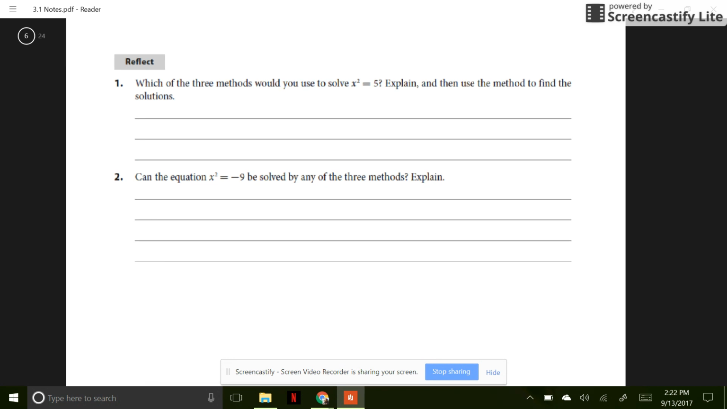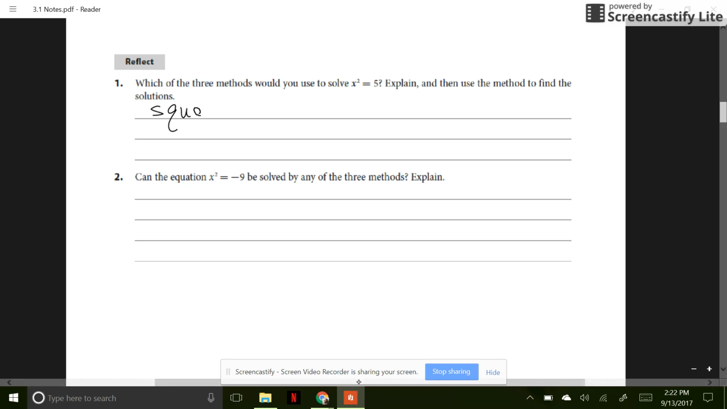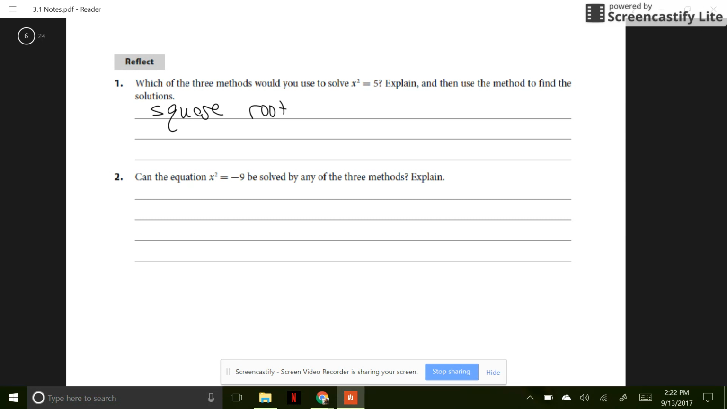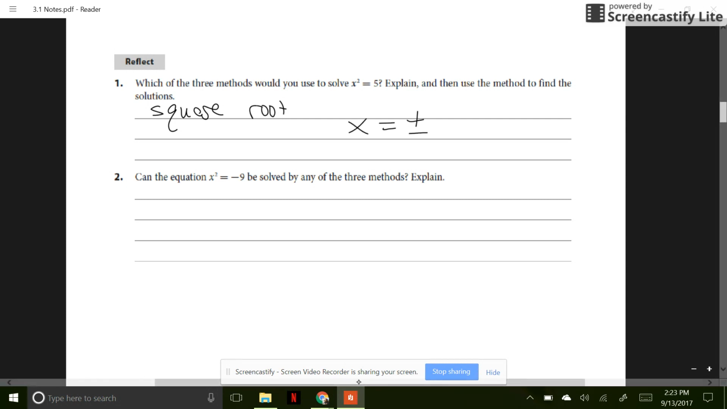So which of these methods would be best to solve for x squared equals 5? Well, it's probably best to use the square root method, because if we do the graphing it's just going to give us an approximation, and we can't use the difference of squares, so that means solving for that as 0 is out. So that means just taking the square root. So our solution would be x is plus or minus square root 5.